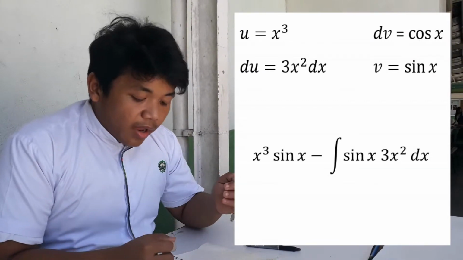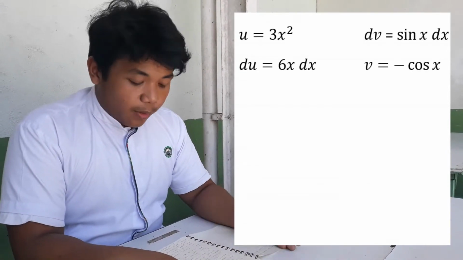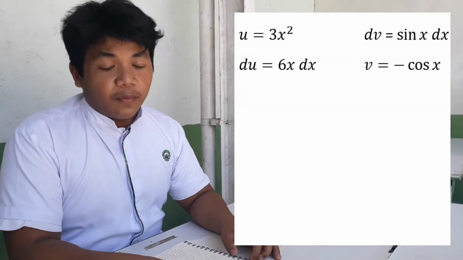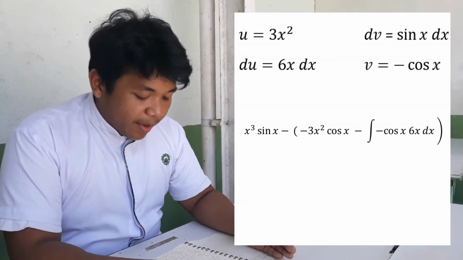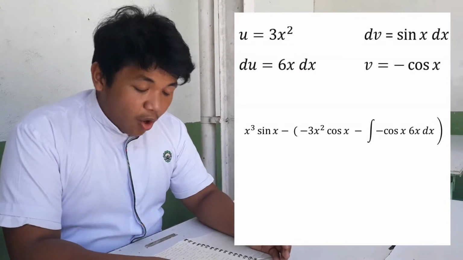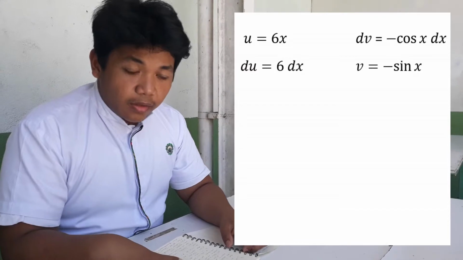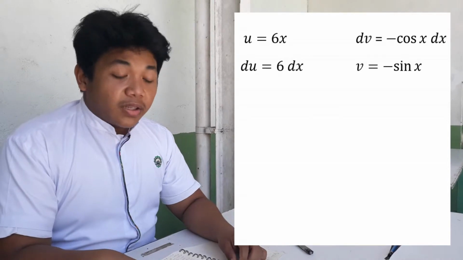So x cubed sin x minus the integral of sin x times 3x squared dx. Since we still have a product function inside the equation, we still have to integrate it until we can factor out one term. So the u this time is 3x squared, the du is equal to 6x dx, the dv is sin x dx, and the v is negative cos x. So the equation will be x cubed sine x minus times negative 3x squared cos x minus the integration of negative cos x times 6x dx. Again, we identify u, and so the u this time is 6x, du is 6 dx. The dv is negative cos x dx, and the v is negative sine x.